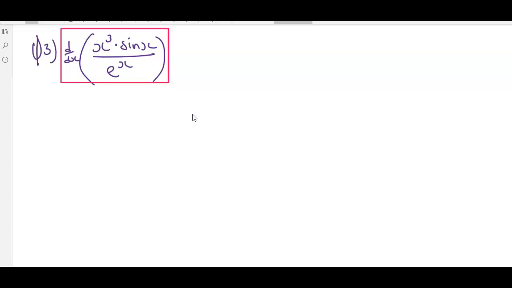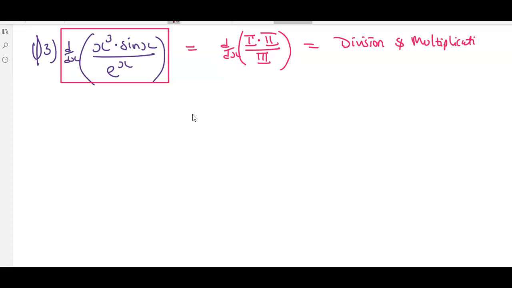Now moving on to this particular question of the type x cube into sine x whole upon e to the power x. This is of the nature that there are two functions which are present in the numerator. First and third function is being divided. Now first of all, I have to see this is a division and multiplication. Now what is the multiplication? It is first into second. It can go like this.